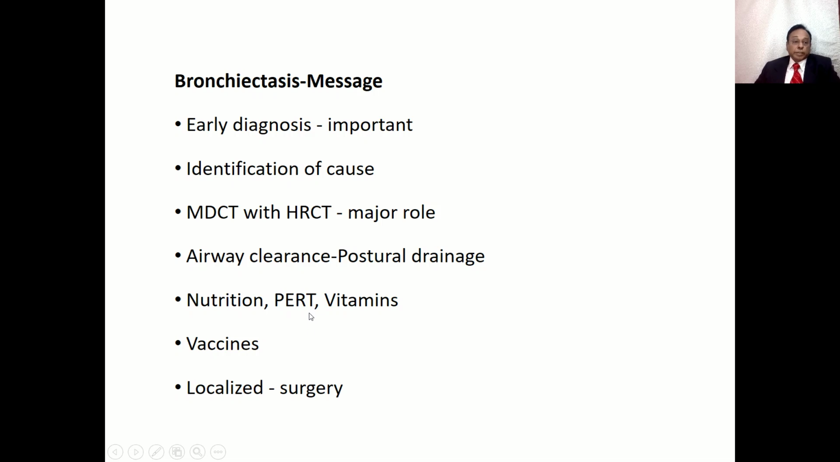Don't forget about the nutrition, because these children lose a lot of proteins. So you naturally put them on good nutrition, and don't forget about pancreatic enzyme replacement therapy and vitamins in CF related bronchiectasis. I already talked about the vaccine.